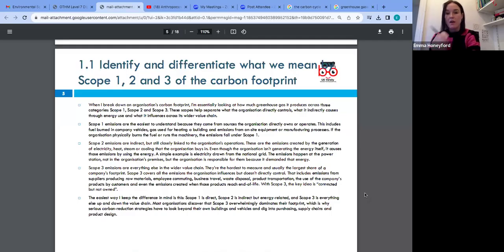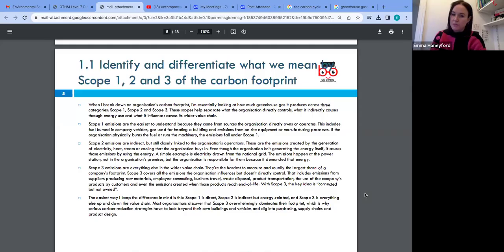So these 3 different scope areas help us separate what the organisation directly controls. So what does the organisation have agency and control to take action on, which greenhouse gases, and it just allows transparency and allows us to look at which particular greenhouse gases across the 3 scope areas are particularly high, so then we can make a plan to reduce those. So these scopes help separate what the organisation directly controls, what it indirectly causes through energy use, and what it influences across its wider value chain.